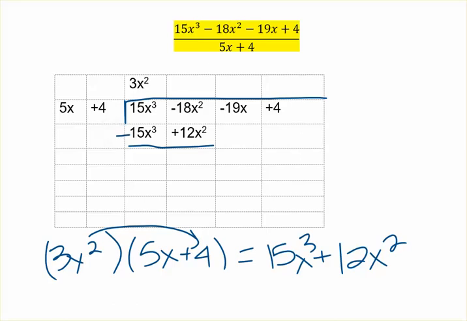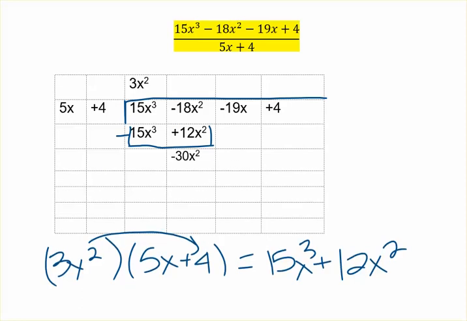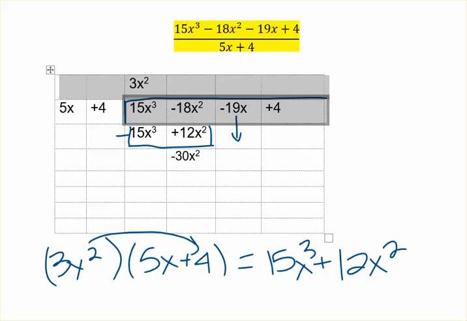Then in long division, we now subtract those. So 15x cubed minus 15x cubed, well, that's 0. Then 18x squared minus 12x squared. Remember, I'm subtracting that whole thing. That's going to give me negative 30x squared. So that's going to go in that next box. And then in long division, we drop down that next term. So that's going to be minus 19x.